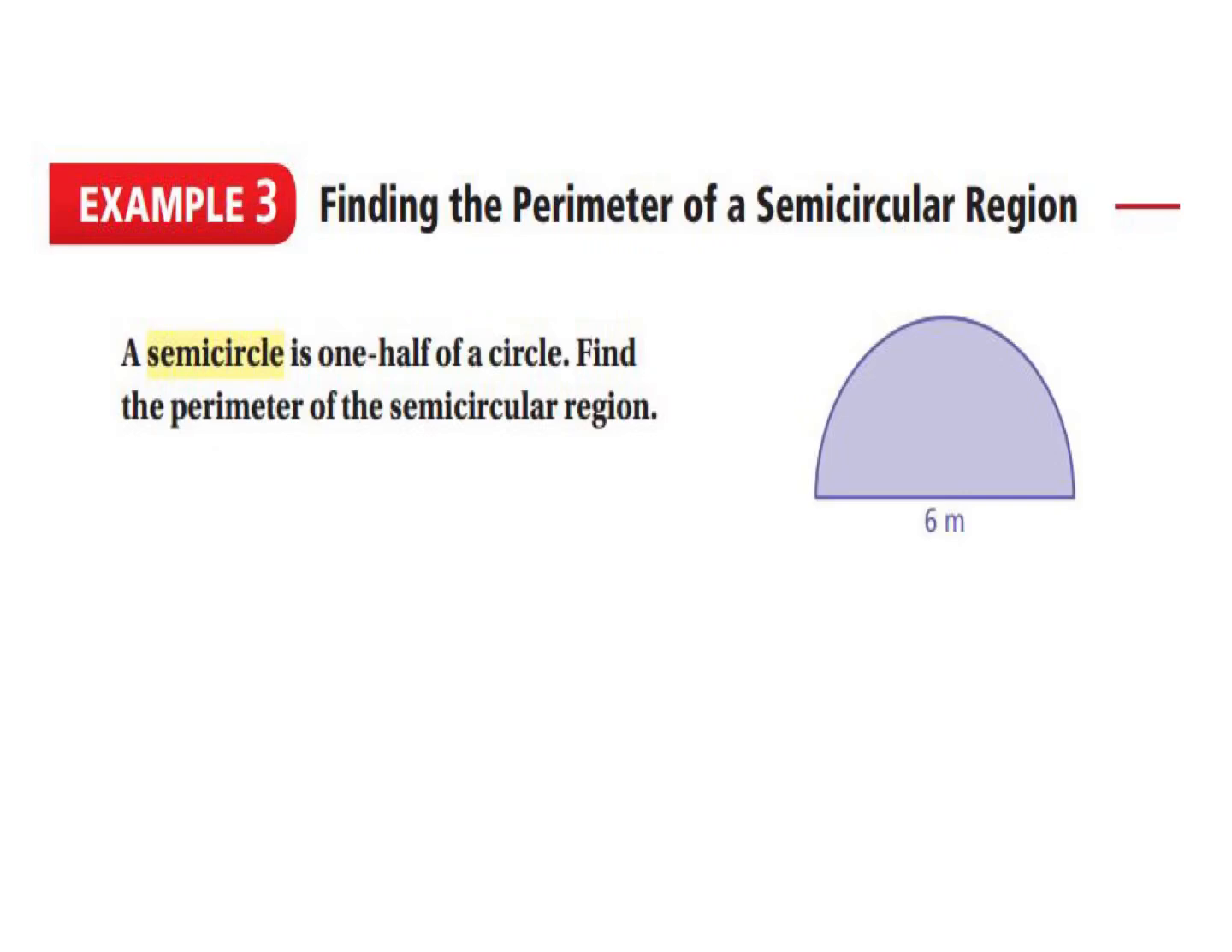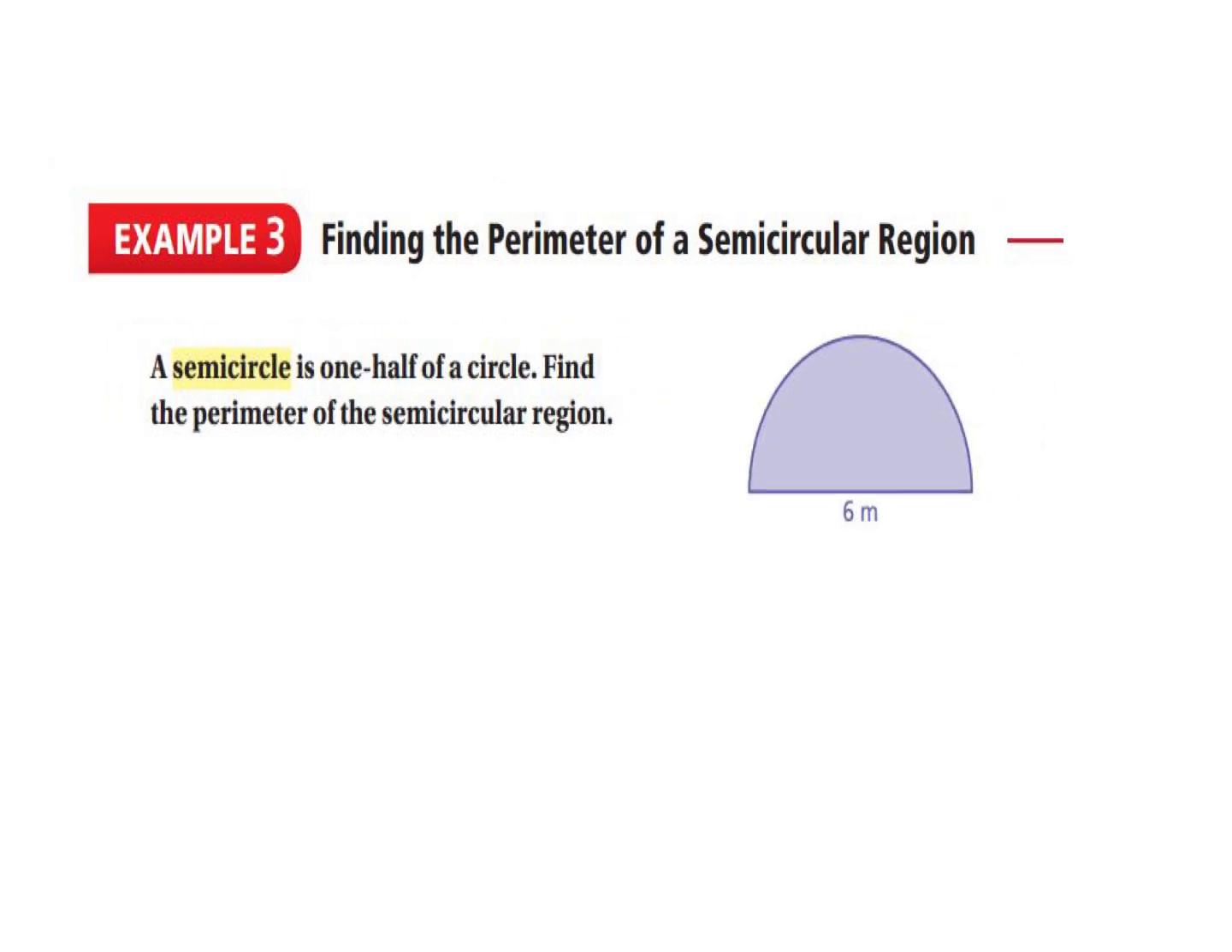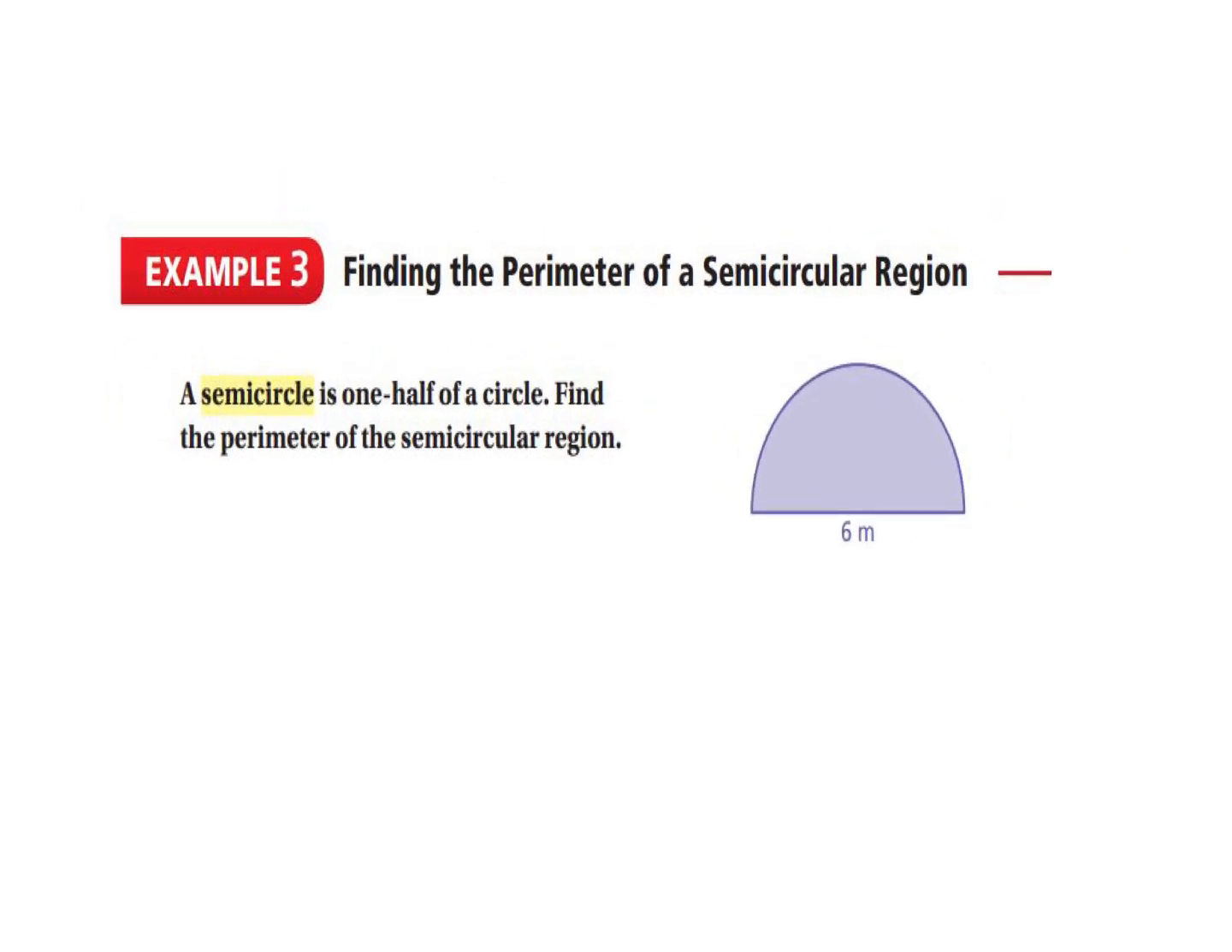All right, welcome back to our second part of our lesson for chapter 9.1. In this part of the lesson, we're going to be talking about how we find the perimeter of a semicircle. Now, a semicircle is just defined that we take a circle, cut it in half, and take one of the sections of it.